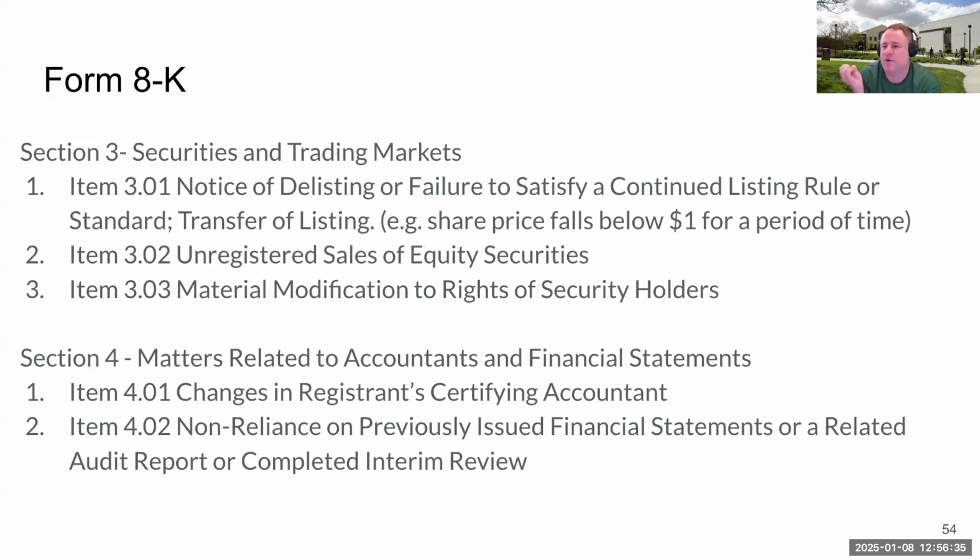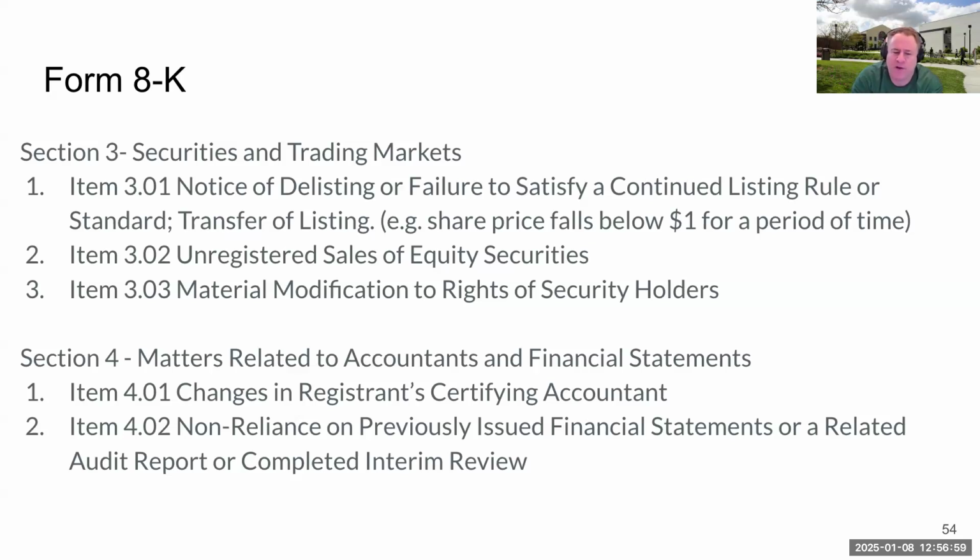If I've been given a notice of delisting, or if I fail to satisfy a continued listing rule, the NASDAQ or NYSE is going to send me a notice, and I've got to file that within 4 days. Another one is unregistered sales of equity securities, and then the material modification to rights of securities holders.